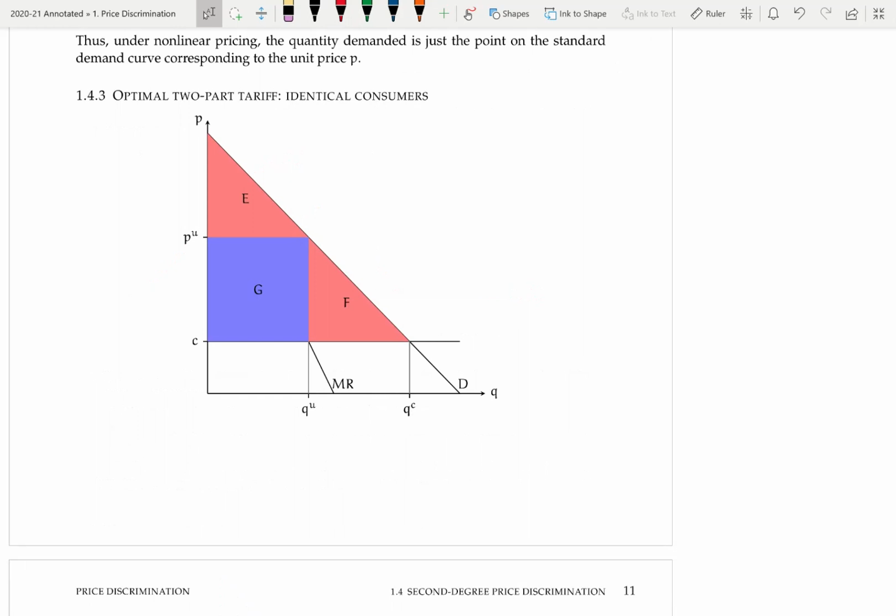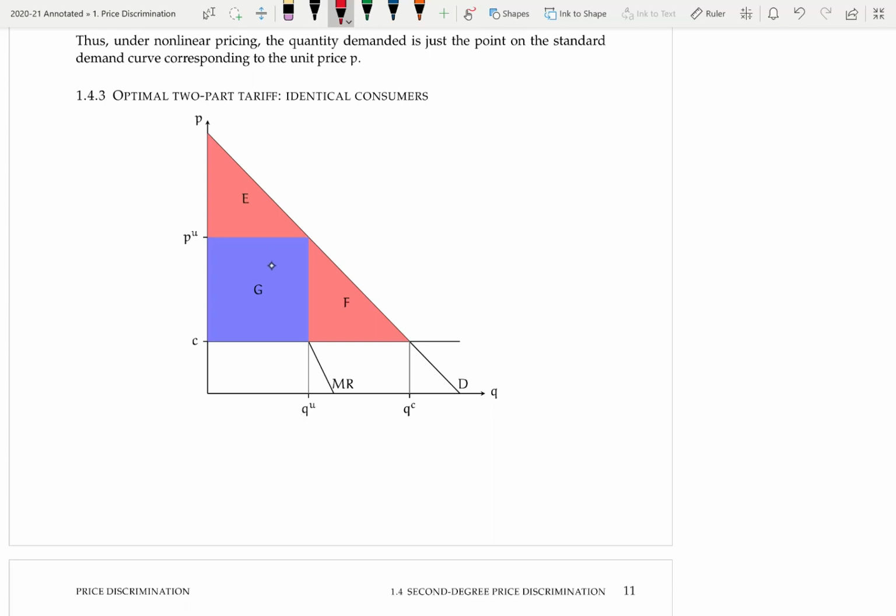Okay, so let's think about the optimal two-part tariff in the case where we have either one consumer or lots of identical consumers with the same individual demand curve. So here we have the demand, the marginal revenue, the optimal quantity under uniform pricing and the optimal price. We have the competitive quantity and we have the marginal cost. Now let's think about this quantity QU.